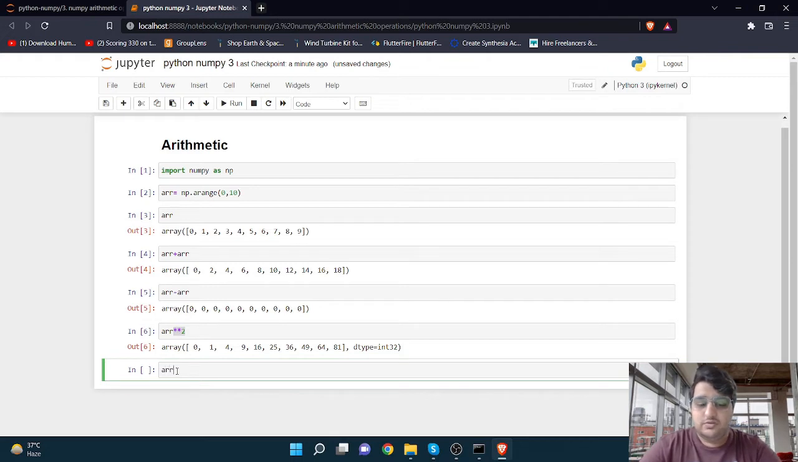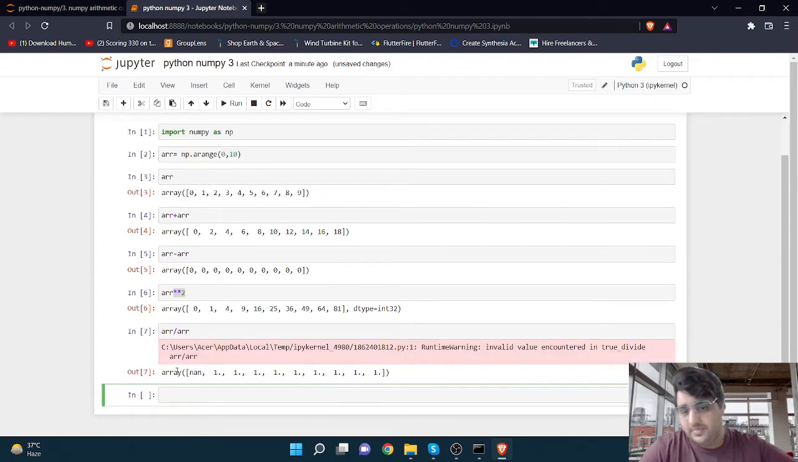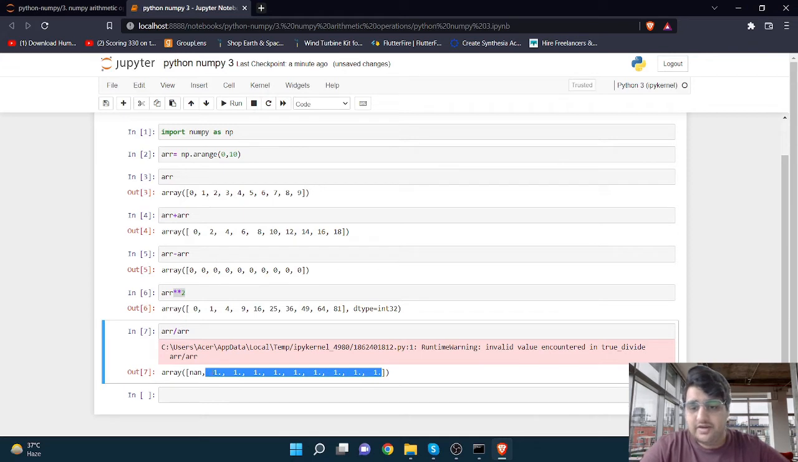Alright, so we can also do array by array, but this will give an error. I'm telling you beforehand, and you'll see why. So all of these are 1 1 1, which makes sense, you are dividing it by itself, but here it is NaN. Why is it? Because 0 by 0 will never give a value. It will always give NaN.